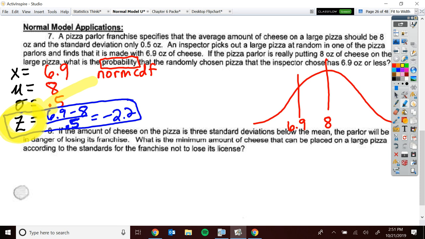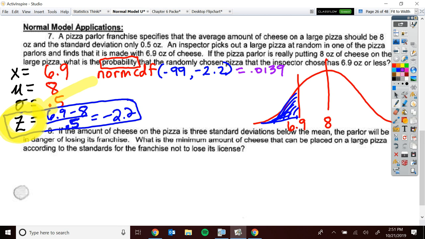Once you have your z-score, how do you get this area below? So you're norm CDFing from negative 99 up to negative 2.2. Writing this calculator speak is not required. Writing that z-score formula is. All right, and when you got your answer, was it 0.0139?